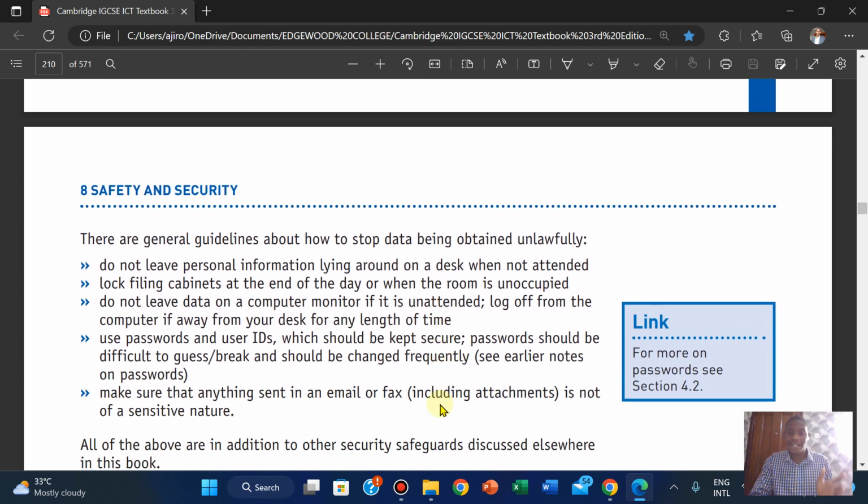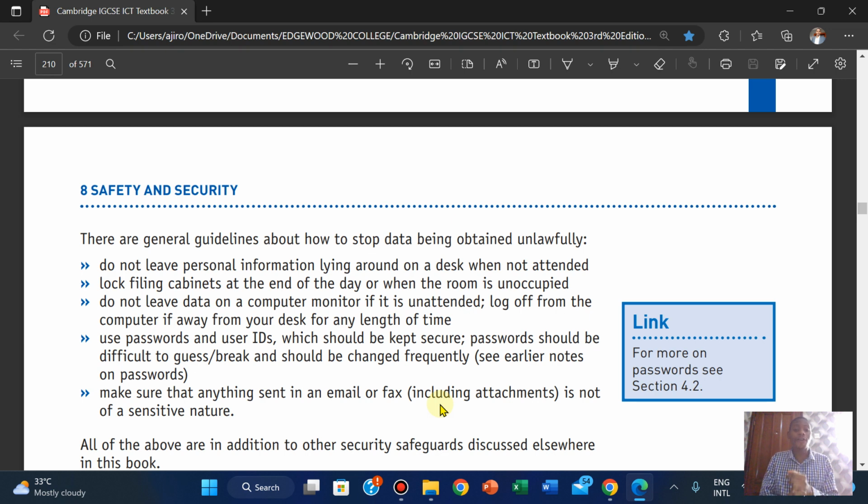So there are general guidelines about how to stop data from being obtained unlawfully. Number 1, do not leave personal information lying around on the desk when not attended. Now that is for the physical. So don't leave any personal information like a password. Some people have a knack for writing their passwords down and just filing them or keeping them on the table. But when you're not around, you don't want people to get to know that. It is personal information, and you don't want people to know it.